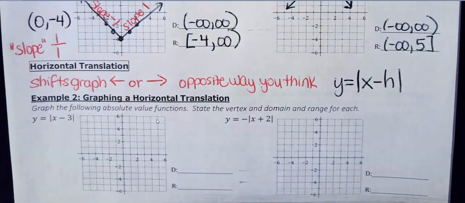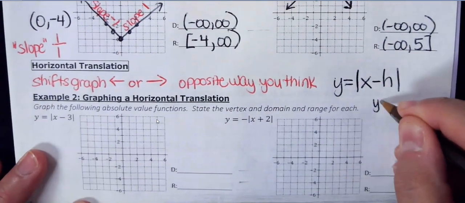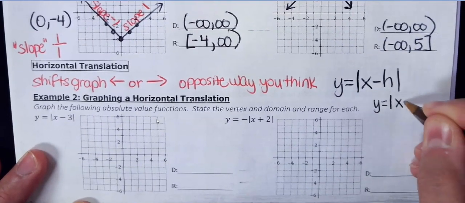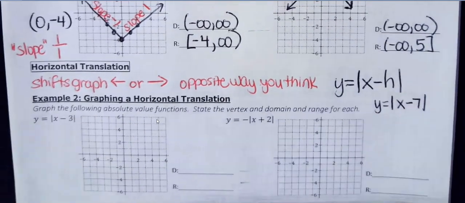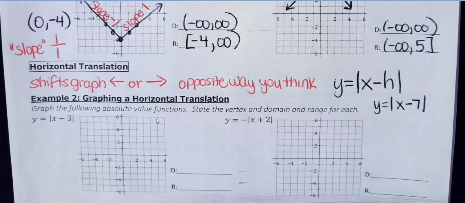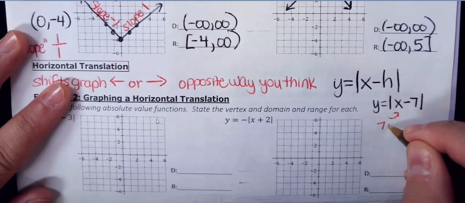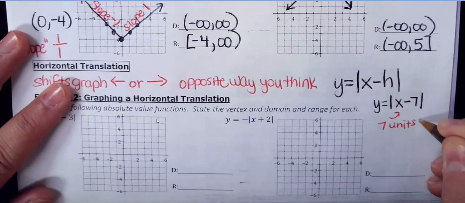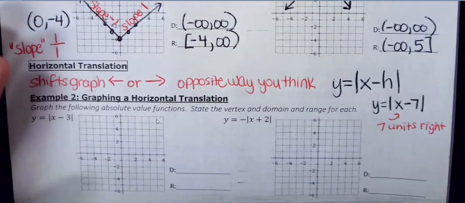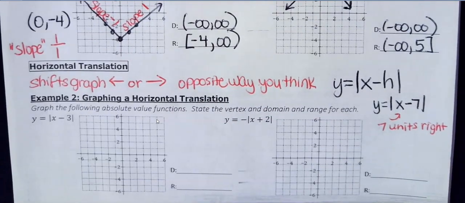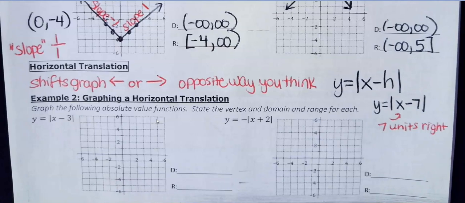Now here's the deal. If I just gave you y equals absolute value of x minus 7, I look at that and think -7. I'm immediately thinking we're going to go to the left. That's not how it works. When it's inside the operation, here inside this absolute value, this would actually move the graph 7 units to the right. Does anybody know why it's going to be a shift to the right?